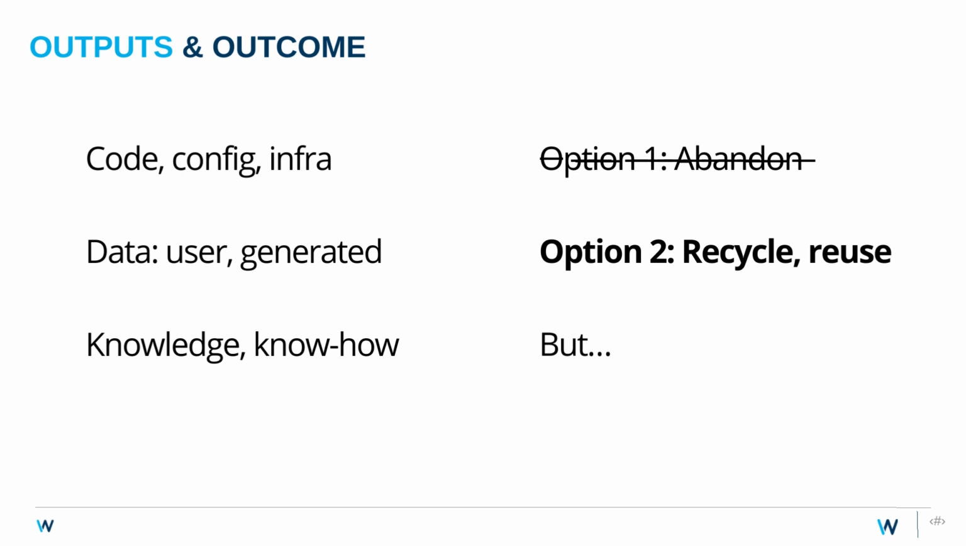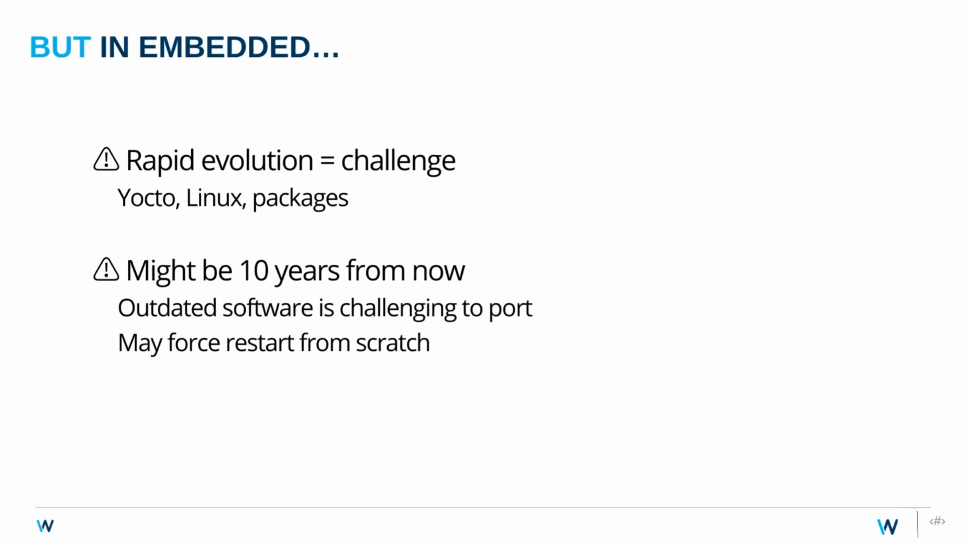The first option is just you abandon it and you start from something completely different. And the other is just you try to reuse as much as possible. That's obviously the goal. The limitation in our field is that, even though not as fast as mobile or web, things are still evolving. So your Yocto version is going to change, Linux, the packages, everything around it. And your next product might be in 10 years, maybe 5, maybe 15. So if at that point you're trying to port outdated software to that new version, that can be very challenging, and the decision might be actually, well, let's just stop and restart from scratch.